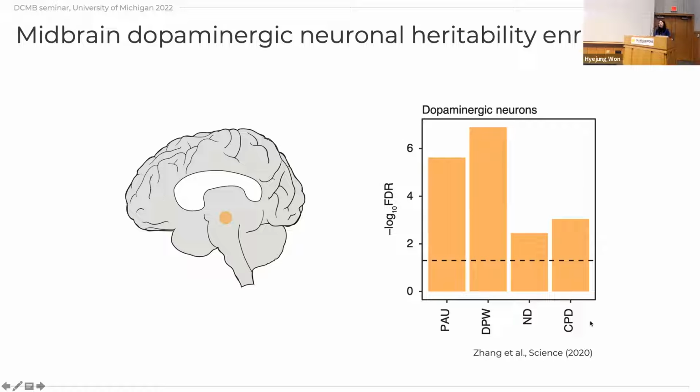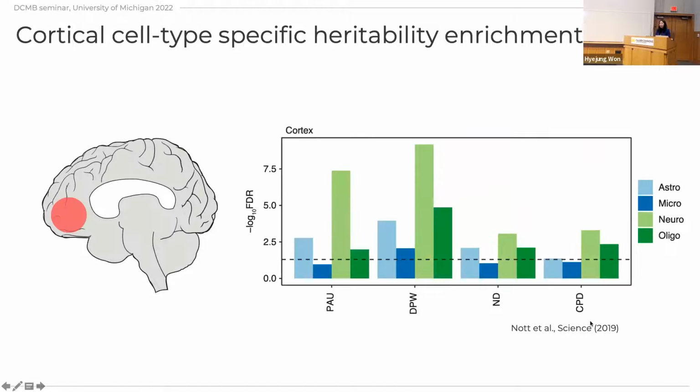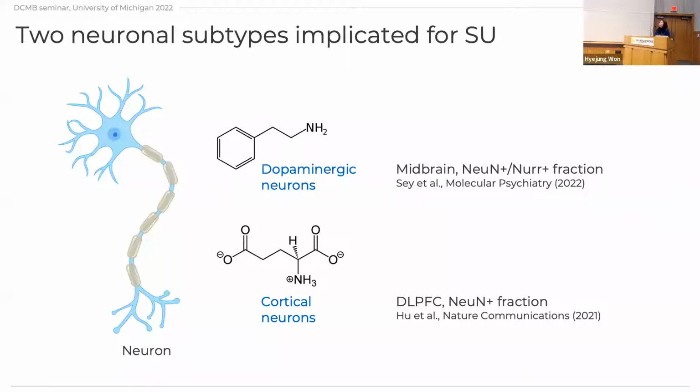And indeed, we found that dopaminergic neuronal enhancers were enriched for all these 4 GWAS traits. Cortex gave a little more complicated signal because of the cellular heterogeneity in the cortex. And out of 4 cell types that we measured, we found that neurons seem to be the central player in understanding heritability enrichment, although there seem to be some glial roles as well. So based on these results, we basically determined that there will be 2 neuronal subtypes that are implicated for substance use disorders. And those are midbrain dopaminergic neurons, as well as cortical neurons obtained from the dorsolateral prefrontal cortex.